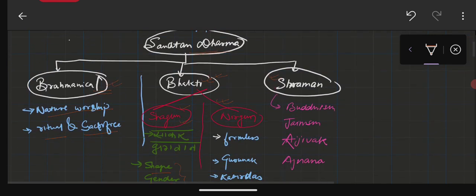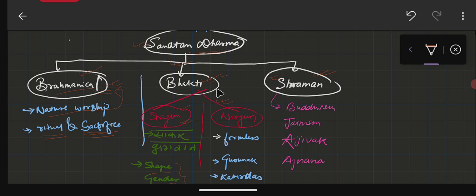Now let's talk about Sanatan Dharma in brief. Sanatan Dharma is further classified under three major heads, although we have many different branches of Sanatan Dharma. First is Brahmanical. Brahmanical are the nature worshippers, or Brahmanical forms of worship in which they worship nature. Rituals and sacrifice are very common in Brahmanical type of worship.